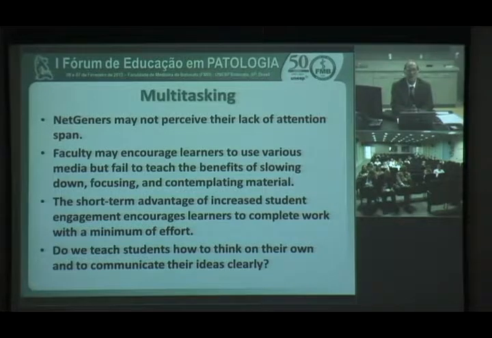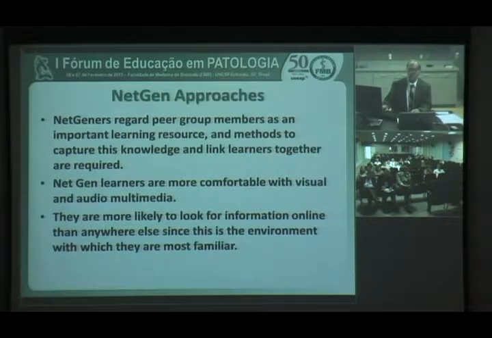We need to encourage them to use our educational materials in an appropriate fashion. We often have students who rush through the things we give them. I ask students, sometimes in group process, to read a case or part of a case, and they have difficulty even reading a single paragraph or getting through it. It does take some practice in order to slow down and focus. And we often encourage learners to have immediate results or immediate participation, but as a result, may not encourage them to dwell on a topic or search thoroughly. Do we really teach students to think on their own? And do we encourage them to communicate their ideas in a way others can understand?